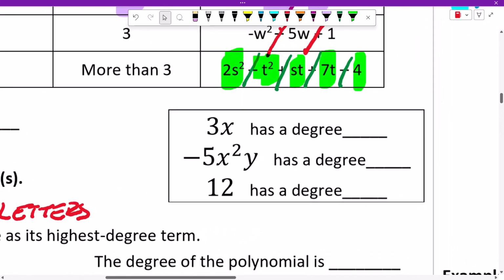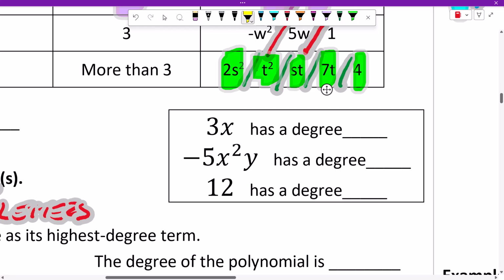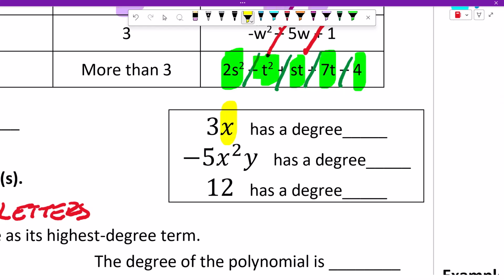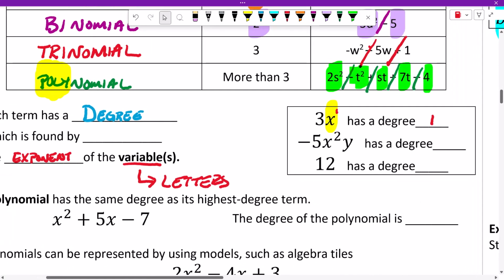So our first example here, we look at the x and go, what's the exponent of the x? You don't see anything there, but we talked about it. If you don't see an exponent, there's an imaginary number there. What's that imaginary number? 1. So this has an exponent of 1, so it has a degree of 1. If we were to graph it, it'd be a straight line that looked like this. Actually, that one would be the one going up.